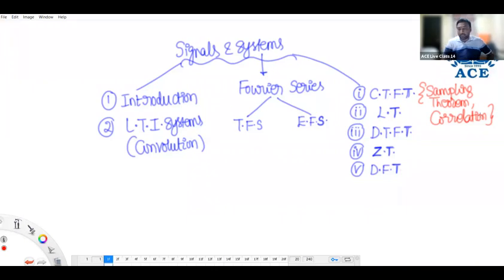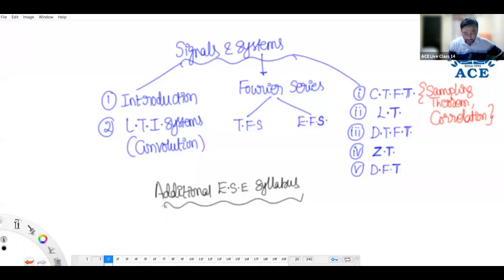The application topics of Fourier transform we are learning are the sampling theorem and the concept of correlation, autocorrelation, cross correlation, like that. Apart from this, the additional engineering services syllabus is there. This is the GATE syllabus. The additional ESE syllabus is digital filter design, where we are learning two forms of filters, IIR and FIR.